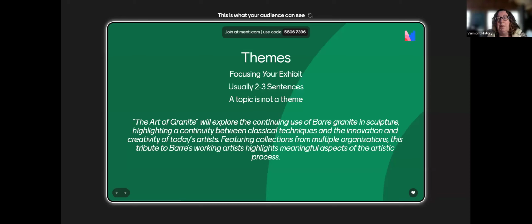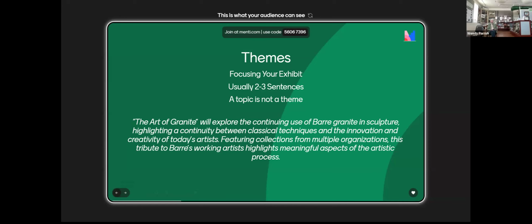This example is from an exhibit we did a number of years ago with the Vermont Granite. It says: the art of granite will explore the continuing use of granite in sculpture, highlighting continuity between classical techniques and the innovation and creativity of today's artists. Featuring collections from organizations, this treat to Barry's working artists highlights meaningful aspects of the artistic process. So this gives you a focus. It's not just about granite, or just about granite sculpture, but about continuity, highlighting today's artists, featuring different collections, and talking about the artistic process.